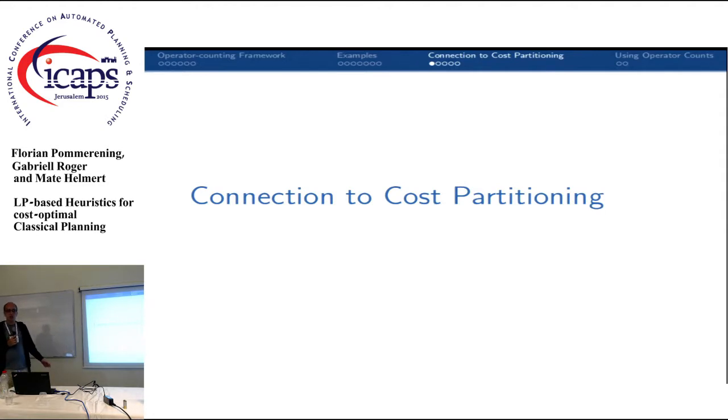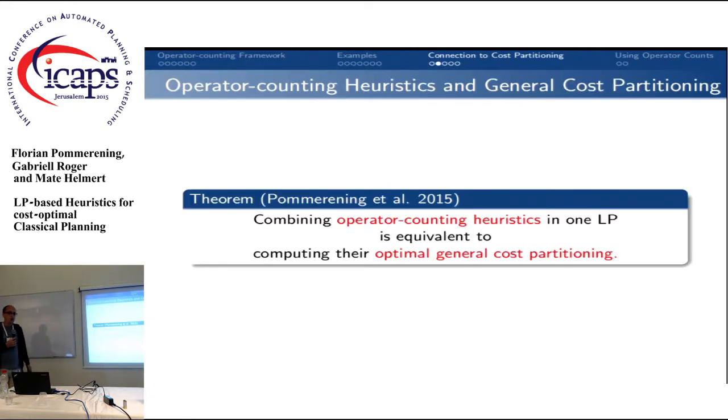Okay, so what does this have to do with cost partitioning? There were a few hints already that this has connection with cost partitioning, and I'm just going to come out with the main theoretical result here, which is that combining operator counting heuristics into one LP is equivalent to computing the optimal general cost partitioning of these heuristics.